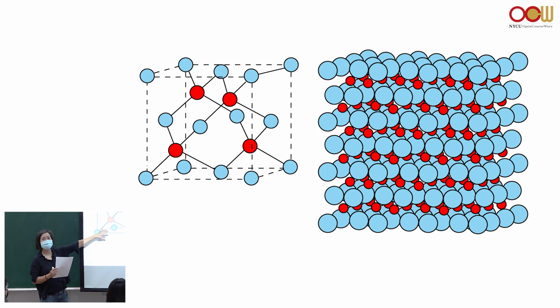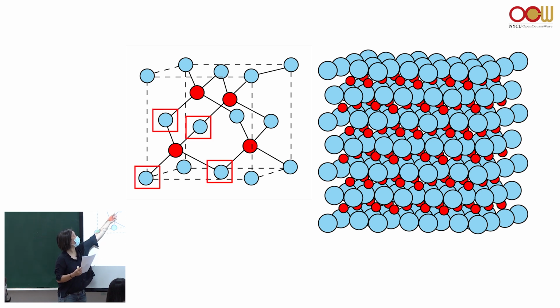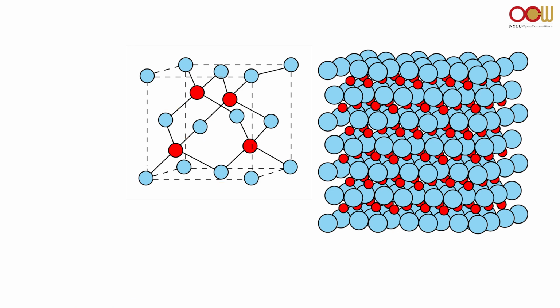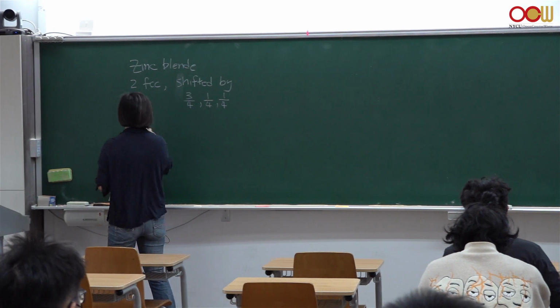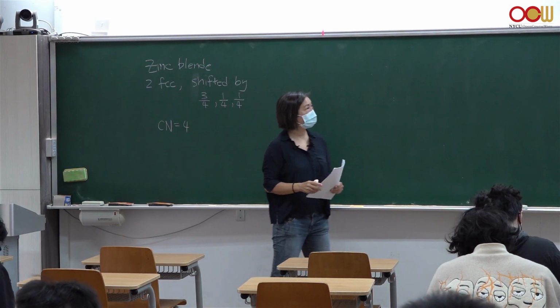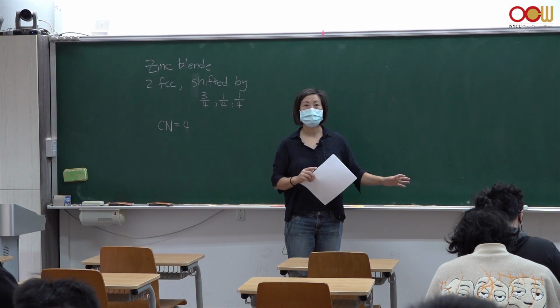This diagram here makes it a little bit easier for you to see the coordination number because it actually shows you the connection, which atoms this one is touching. So this is touching 1, 2, 3, 4. So the coordination number for zinc blend is 4. And again, it's a 1-to-1 ratio.